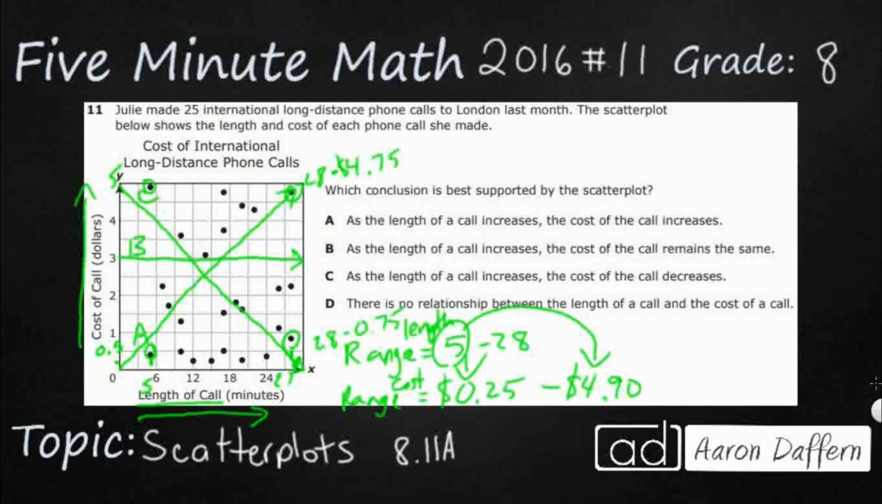It doesn't tell us. But either way, there is no clear relationship between the length of a call and the cost of the call, because these dots do not form any type of trend, any type of thing that looks like a line. So our answer is D.